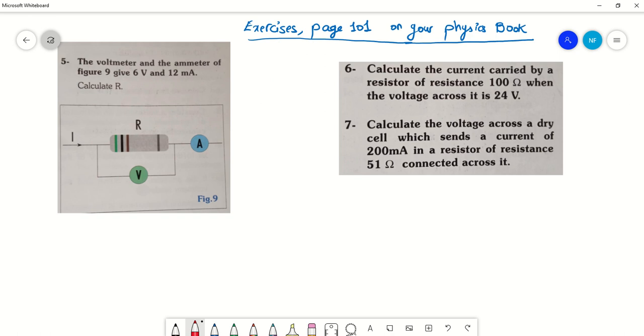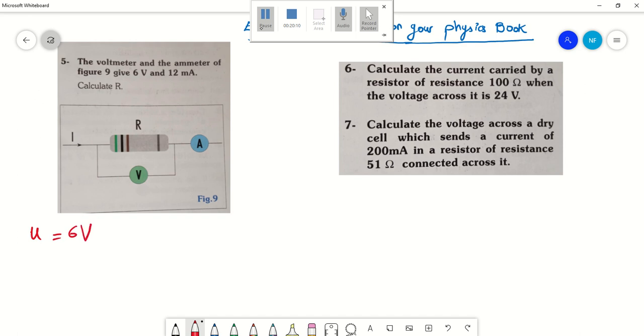It's given that the voltmeter and the ammeter of figure 9 give 6 volt and 12 milliampere. Of course, the voltmeter measures the voltage. The voltage given is U equal 6 volt. The most important thing is to make sure it's an SI unit, so it's okay. Then the ammeter measures 12 milliampere, meaning I is equal to 12 milliampere. Milliampere for sure is not the SI unit of current. I have to multiply by 10 to the power minus 3 to be in ampere.